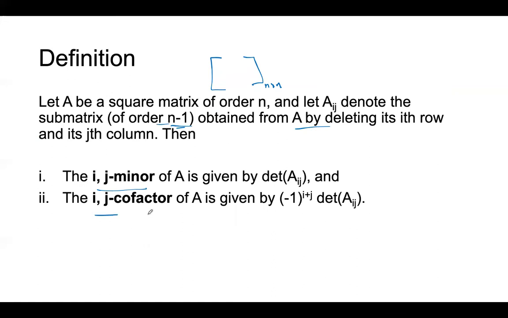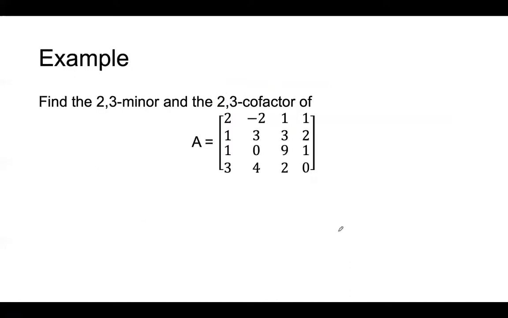And the ij cofactor of A is the determinant of that submatrix multiplied by this coefficient of -1 to the exponent i plus j. I'll explain this in a second. It's just a factor, a coefficient. It just gives us the sign that goes in front. So the cofactor is the one with the sign.